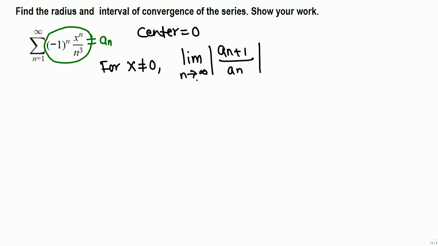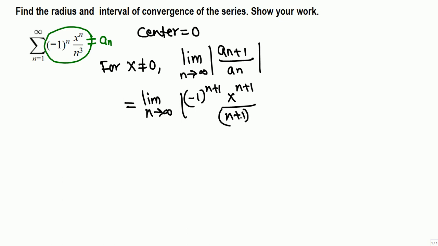That is the same as the limit of a_(n+1). The next term would be n plus 1, so we replace n by n plus 1. So negative 1 raised to n plus 1, x raised to n plus 1, over n cubed, which is (n plus 1) cubed. That's a_(n+1) divided by a_n itself: negative 1 to the n, x to the n, over n cubed. Let's evaluate this limit.